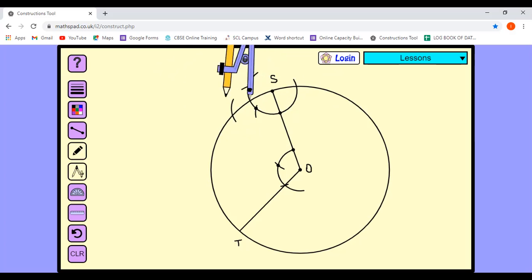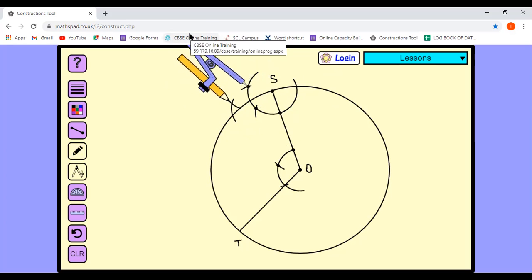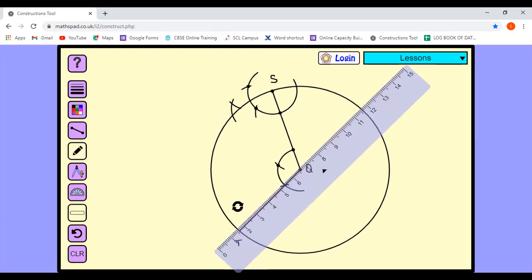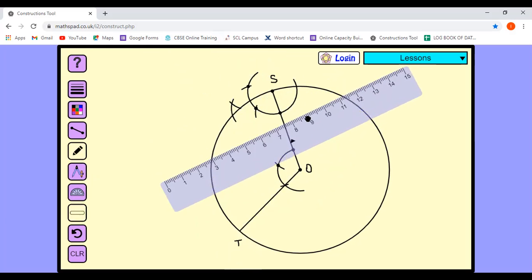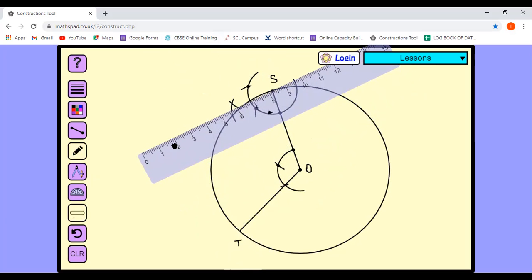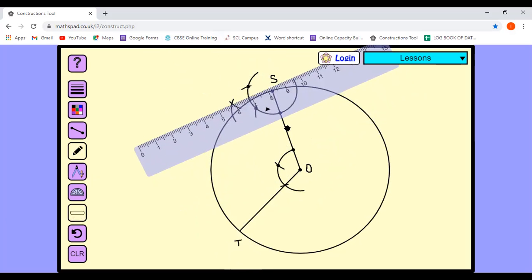A very big arc. In that case, it's easy for me. That is why. Okay, so we have got 90 over here. Let us join them, S and the point where they cut.